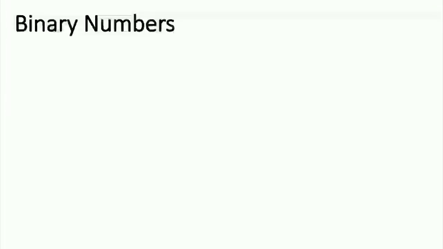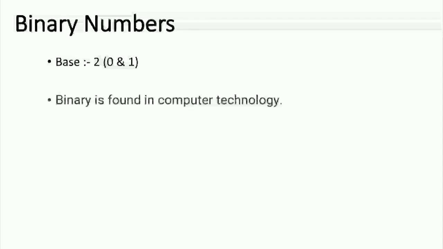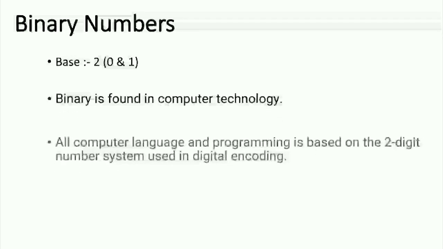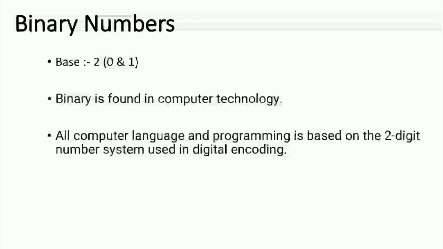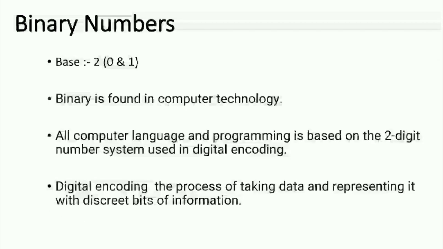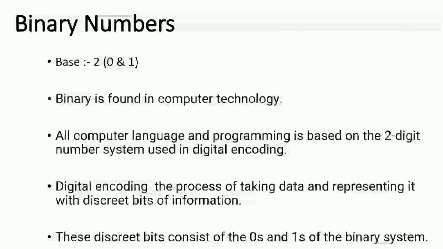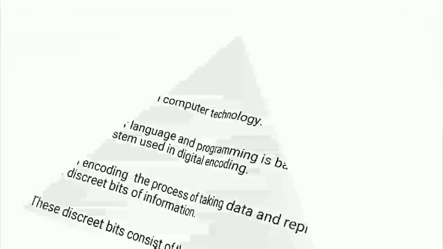Thus, we have varied examples in decimal numbers. Moving on to the next topic, that is the binary numbers. Now, binary number has base as 2 because the number of digits involved here is 0 and 1. That means the computer uses just 0 and 1 to translate, to convert the whole data, and that is what we call as data encoding. So binary is found in computer technology. It is used by the programmers for data encoding, and it takes the information in the discrete bits. Then these discrete bits consist of zeros and ones of the binary system.